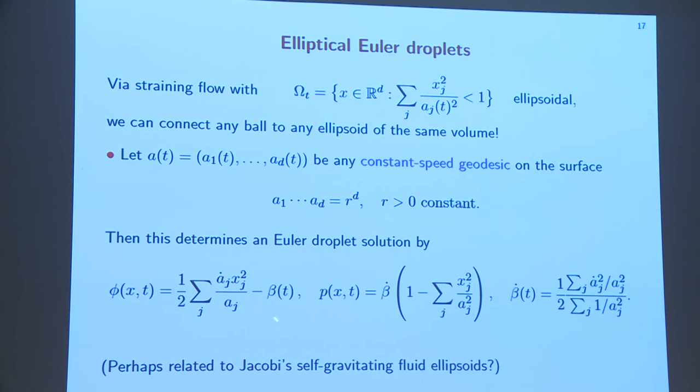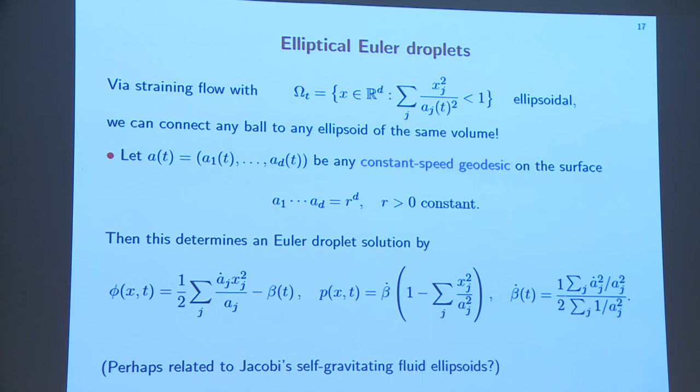So there are the formulas. The potential is essentially parabolic. So is the pressure. It vanishes on the boundary. And there's this coefficient beta that comes from the straining rates. I refuse to believe that this solution is less than 200 years old, but I haven't found it in the literature yet. I think it must be related to Jacobi's self-gravitating fluid ellipsoids in some limit, but I haven't looked for it yet.